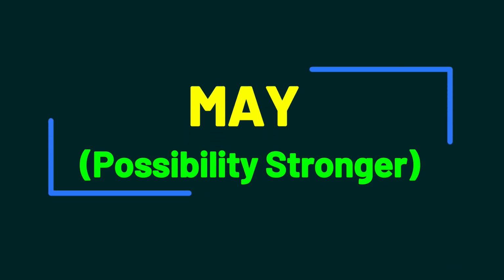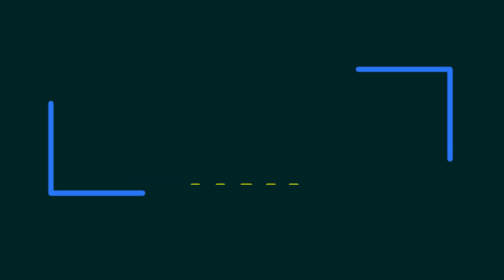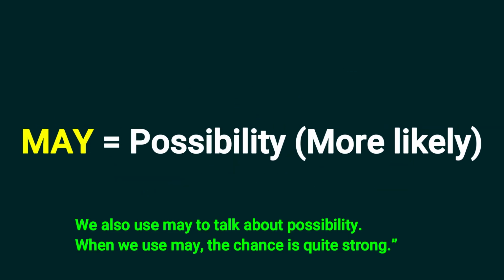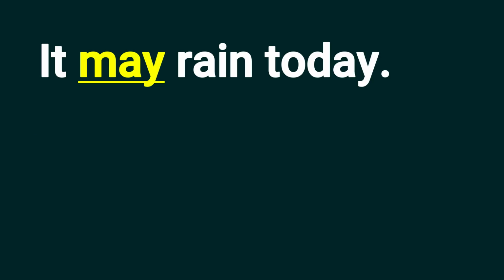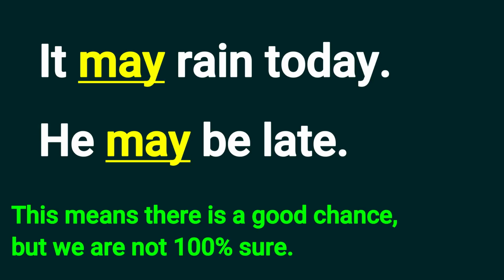So let's understand the use of may when the possibility is stronger. We also use may to talk about possibility. When we use may, the chance is quite strong. So, it may rain today, he may be late. This means there is a good chance, but we are not 100% sure. Strong possibility, we always use may.